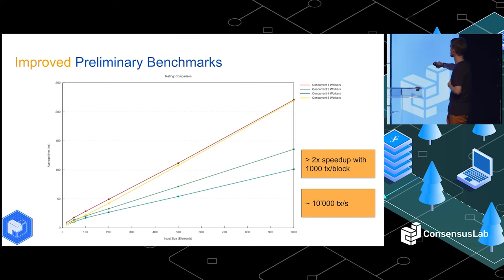We see diminished returns, but with 4 workers, for example, and 1,000 transactions, we get about 2x, a bit more than 2x improvements, and about 10,000 transactions per second execution speed with this arbitrary workload.